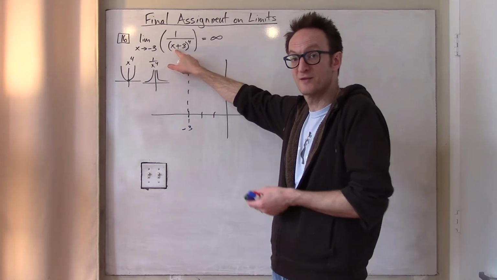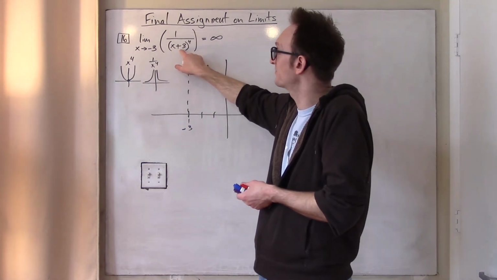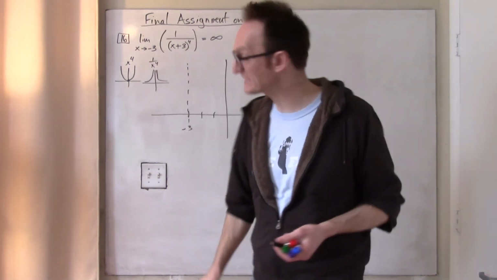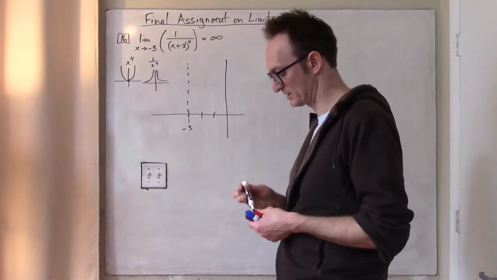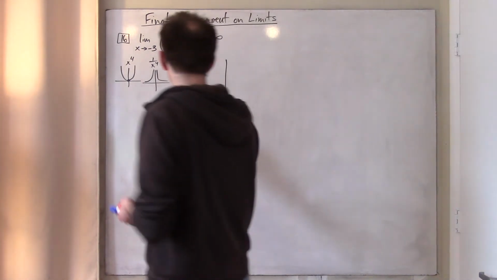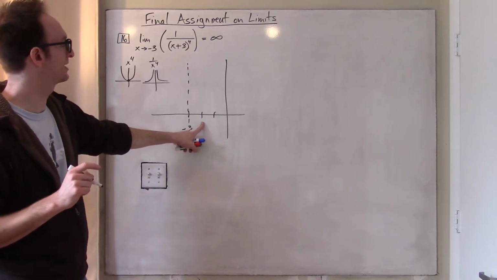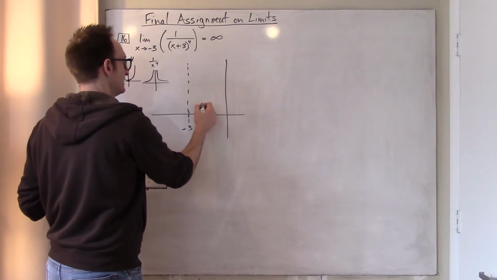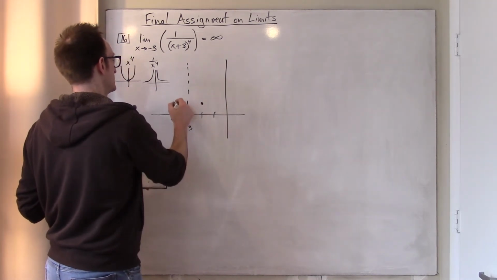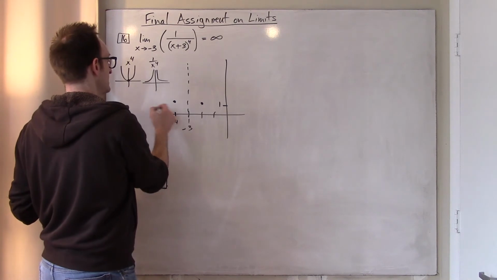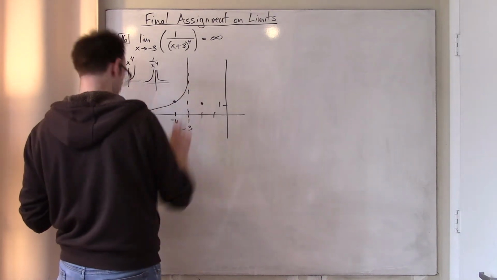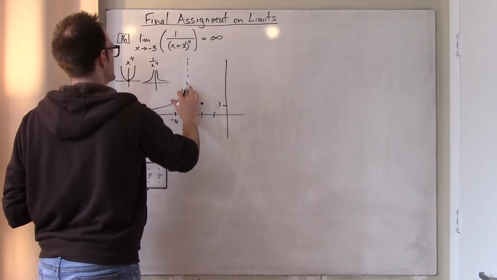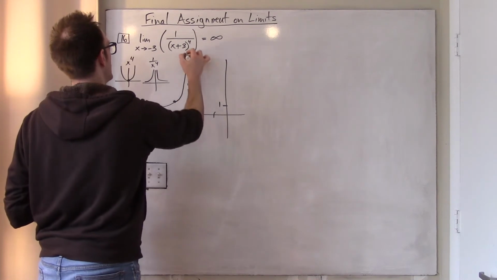Plug in a number very, very close to negative 3. The difference between x and negative 3 is a tiny positive number or a tiny negative number, but when you raise it to the 4th power, it becomes an even tinier positive number, and 1 over that is going to be infinite. You can even plug in some numbers, like negative 2, then you get 1, right? And also when you plug in negative 4, you get 1. So that was a little bit extreme, but the idea is, yeah, it does approach very, very steeply near negative 3.